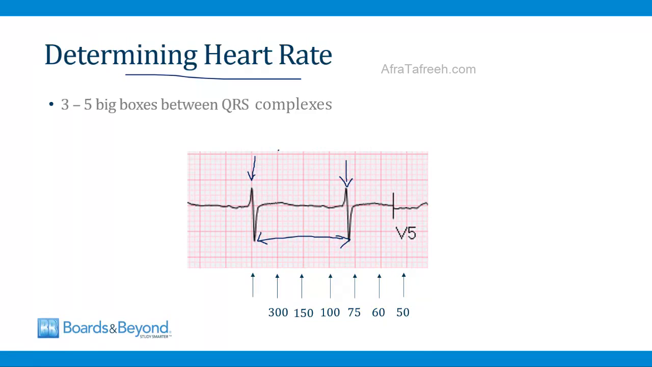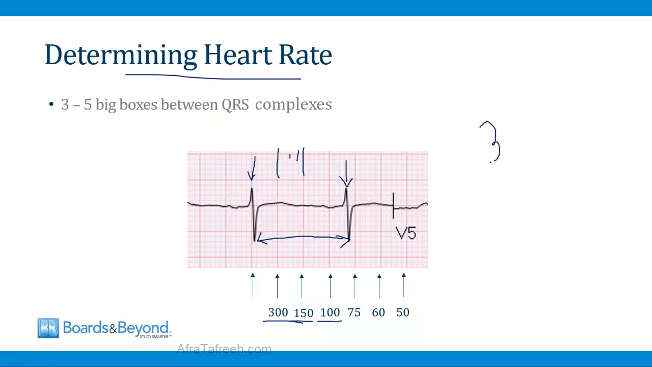If you look closely at the EKG background, you can see that there are big boxes, like what I'm marking with my pen here, and then within each big box there are 5 little boxes. In order to determine the heart rate, all you need to do is count the number of big boxes between each QRS complex. If there is only one big box between each QRS complex, then the heart rate is 300. If there are 2 big boxes, then the heart rate is 150 per minute. If there are 3 big boxes, then the heart rate is 100 per minute, and so on.